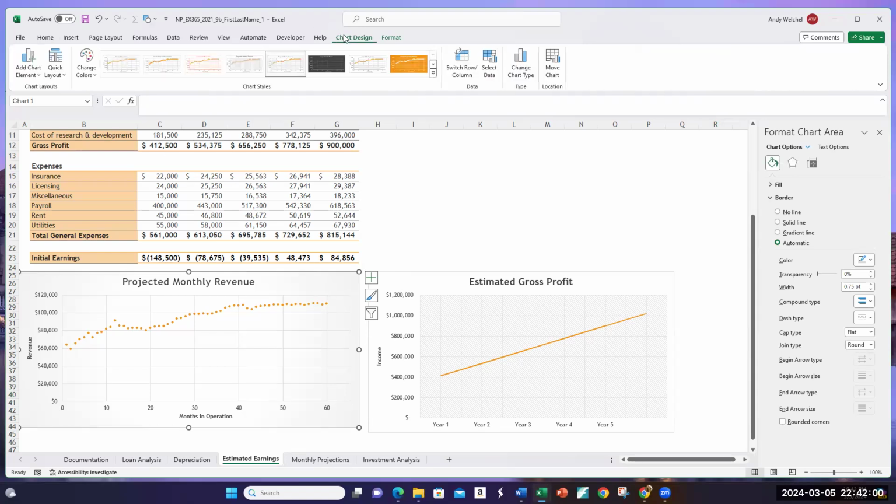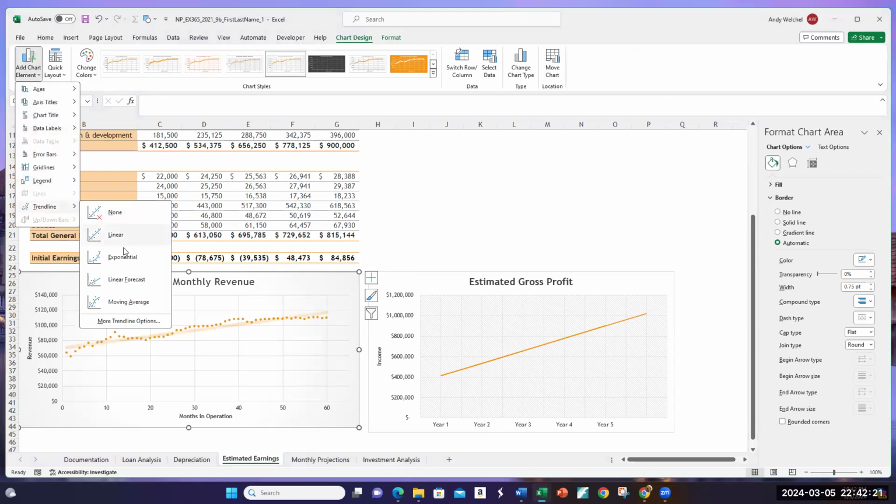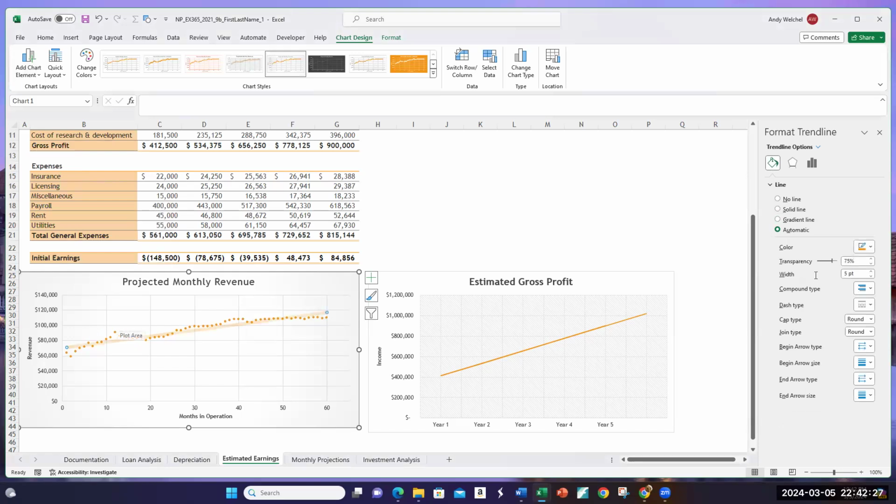We're going to add chart element, and we want a what? A logarithmic trend line. Is that what it says in step 13? We're in step 13, by the way. Okay, we want a trend line, and we want a logarithmic format. Okay, trend line. I do not see logarithmic here. More trend line options.